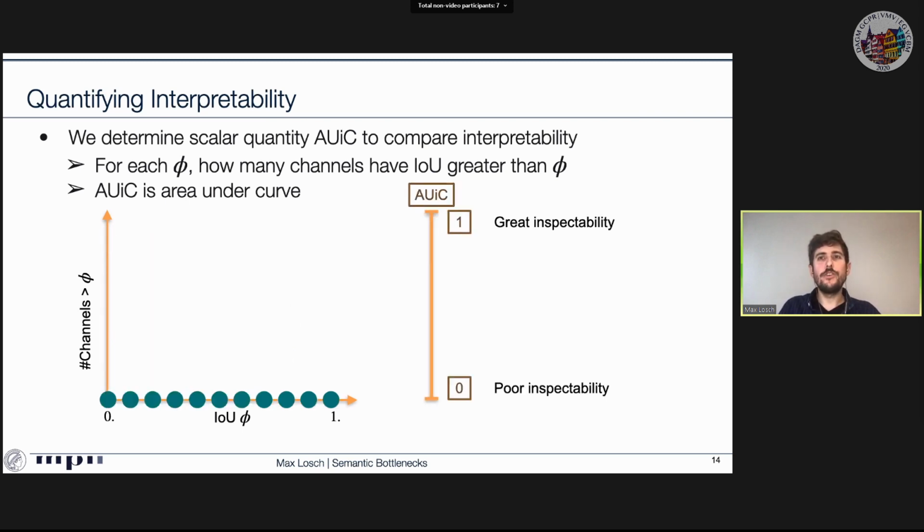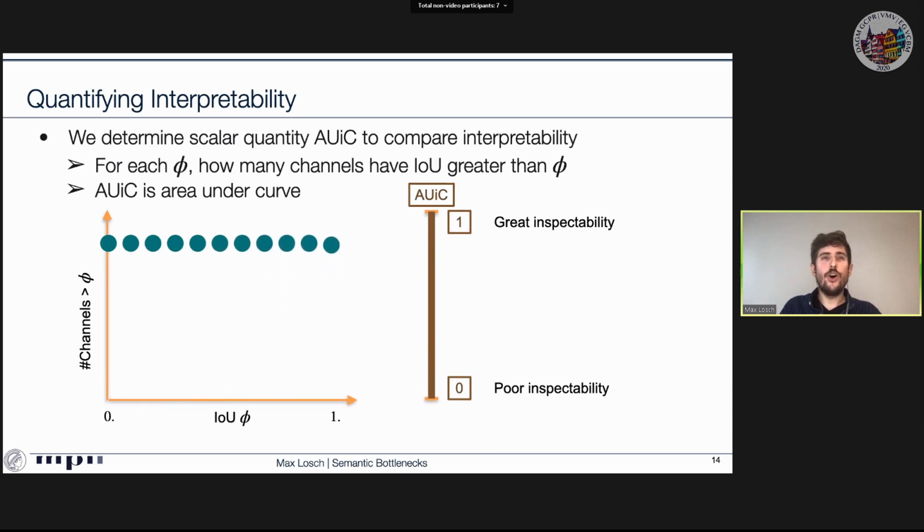Just to give an overview: if none of the channels are interpretable at any point for any threshold, this would mean we have very poor inspectability. And if all of the channels are always considered interpretable, no matter the threshold phi, then we have great inspectability, and we would get an AUIC of 1.